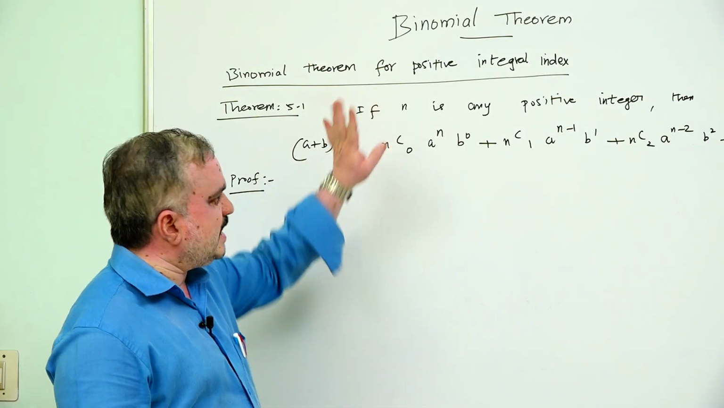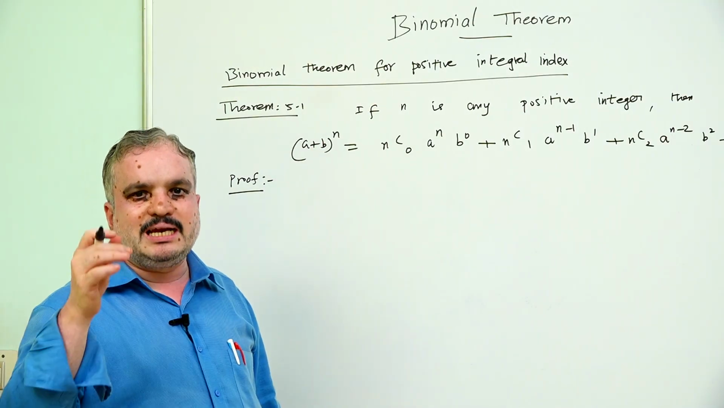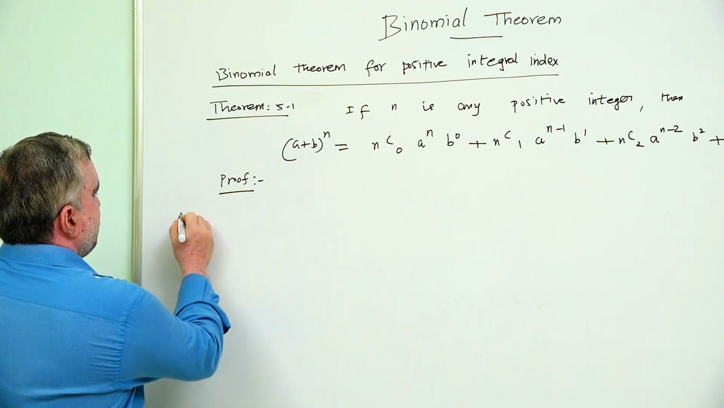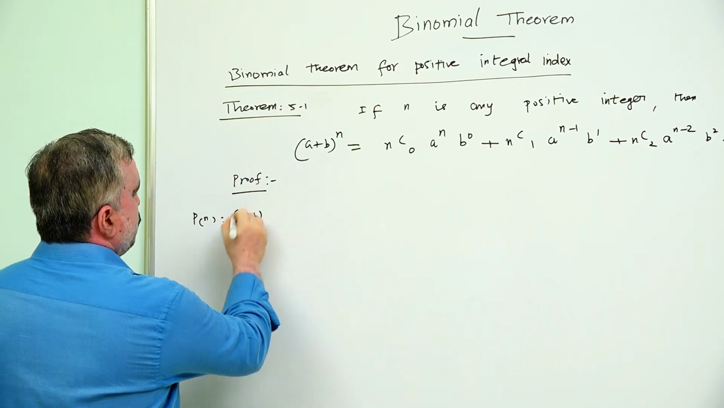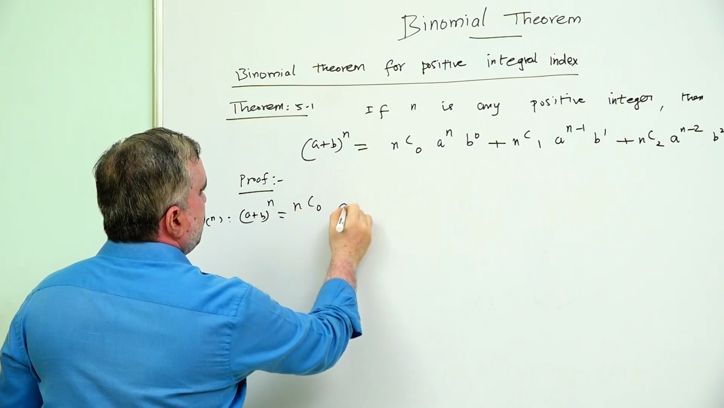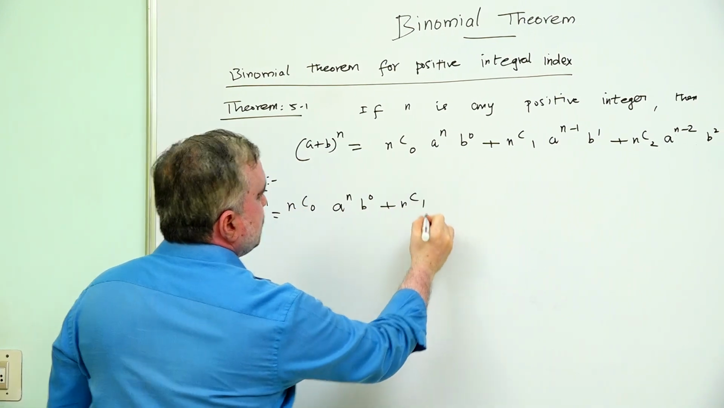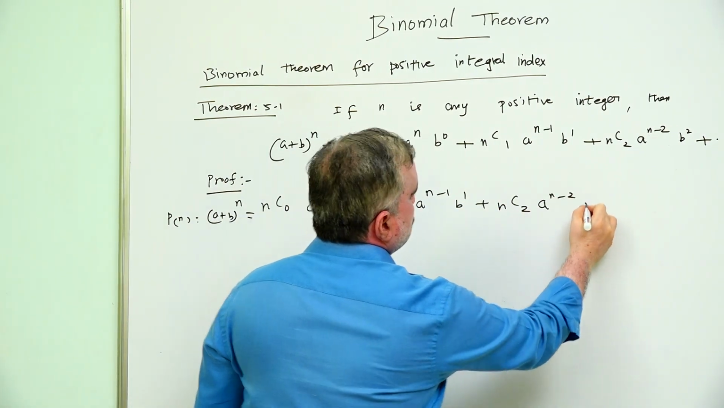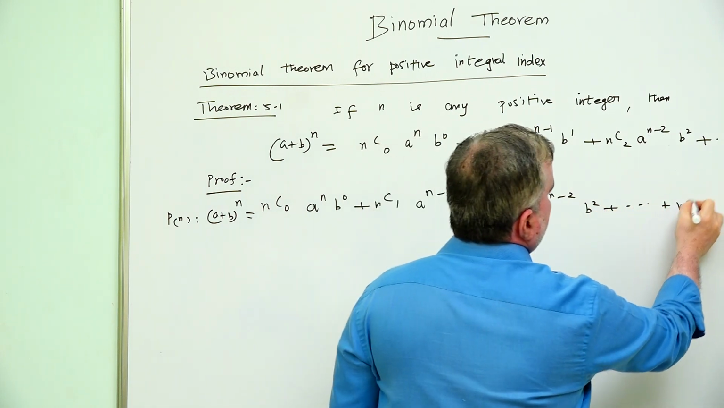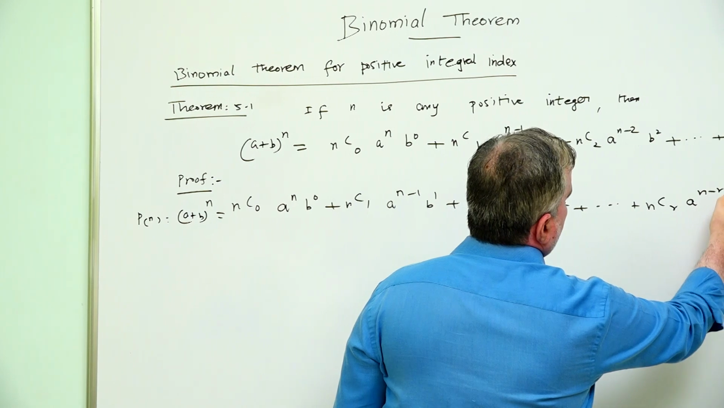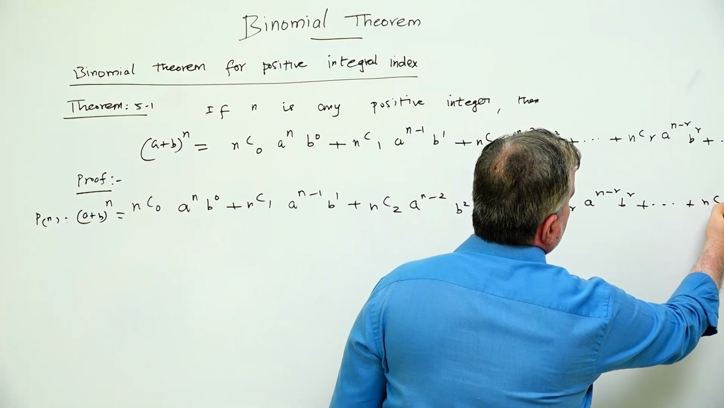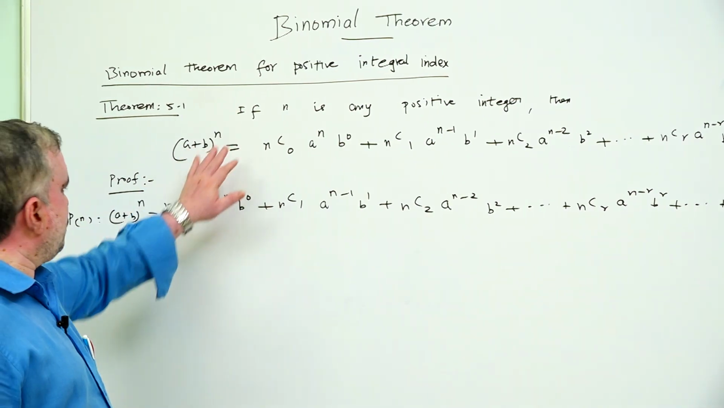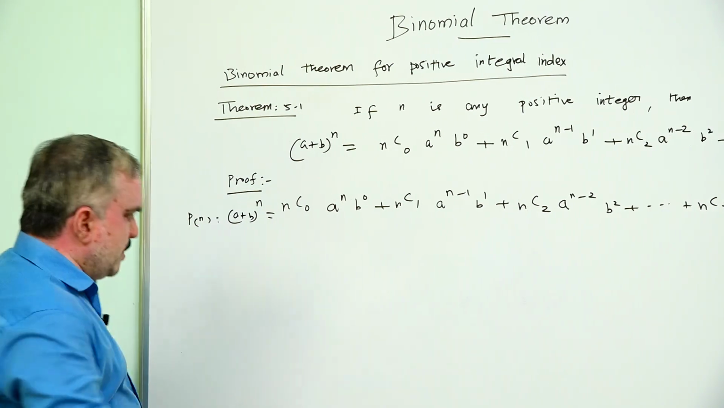We shall prove the binomial theorem by using mathematical induction. So, let P(n) be the statement: a plus b whole power n equals nC0 a power n b power 0 plus nC1 a power n minus 1 b power 1 plus nC2 a power n minus 2 b square plus dot dot dot plus nCr a power n minus r b power r plus dot dot dot plus nCn a power 0 b power n. We take the given a plus b whole power n as P(n). Step 1.